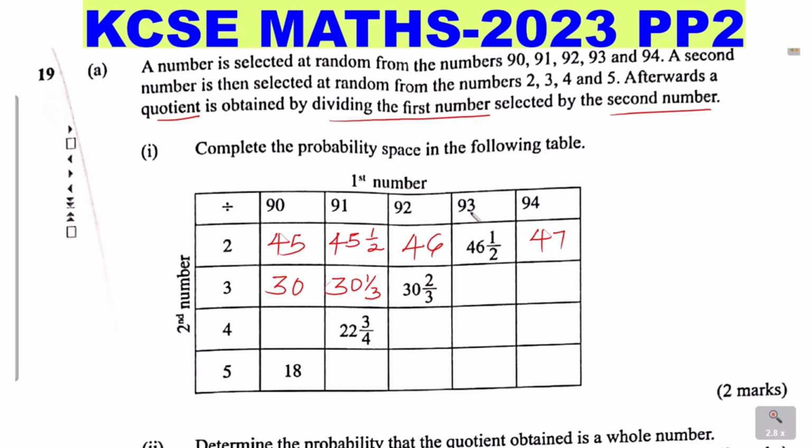The next, 93 divided by 3. We write the answer here. That would be 31. Lastly, 94 divided by 3. You write the answer here to be 31 and a third.